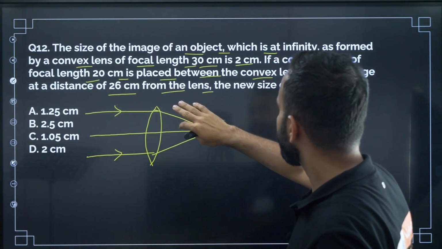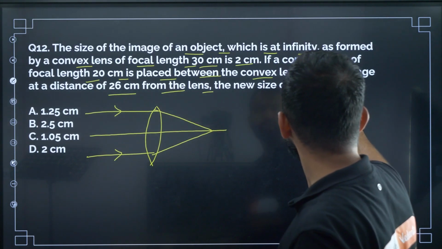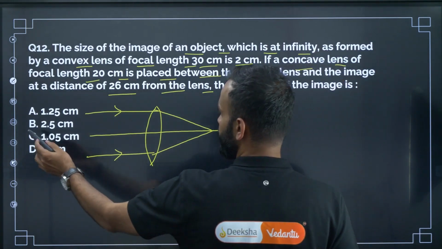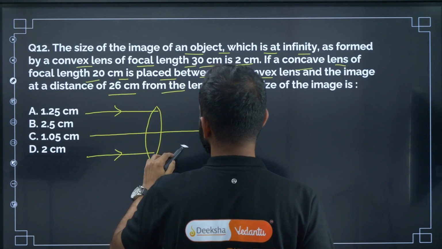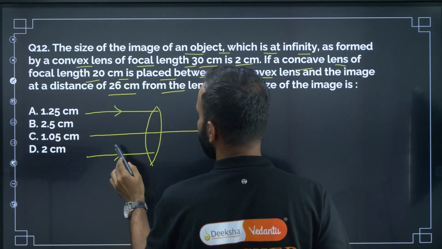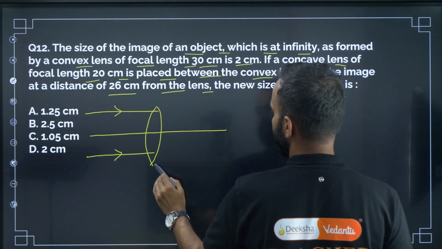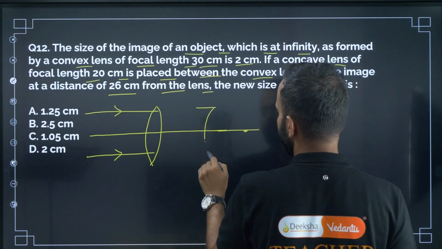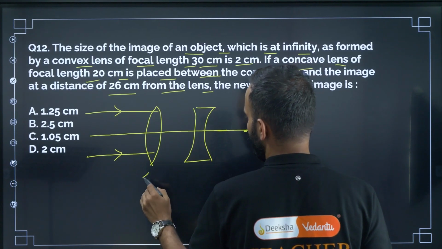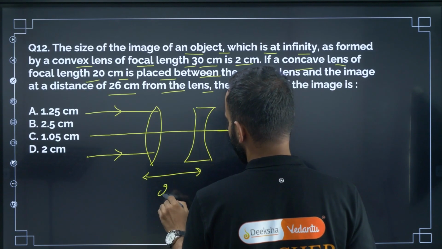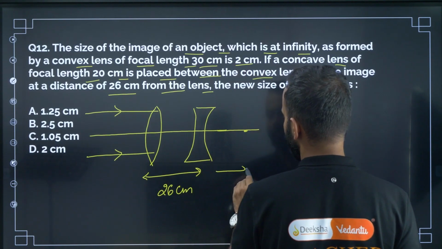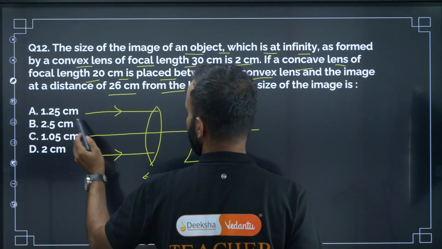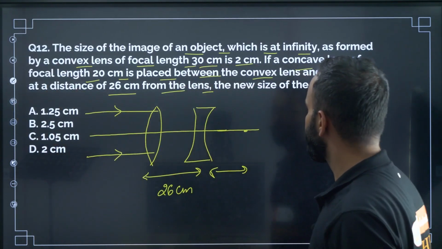If a concave lens of focal length 20 centimeter is placed between the convex lens and the image. So here they have placed the concave lens between the convex lens and the image, at a distance 26 centimeter from the lens. Somewhere here the image will form. So here they have placed the concave lens at 26 centimeter, so the remaining will be 4 centimeter. Okay, let's see.